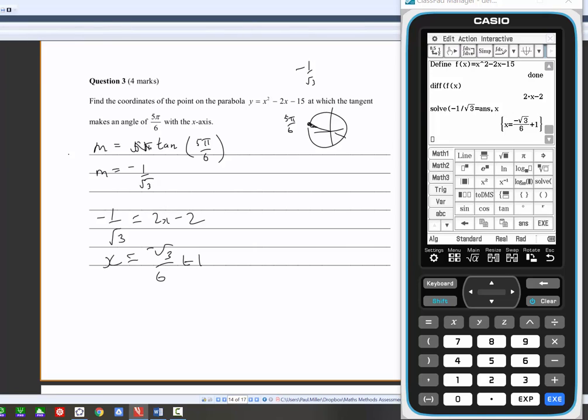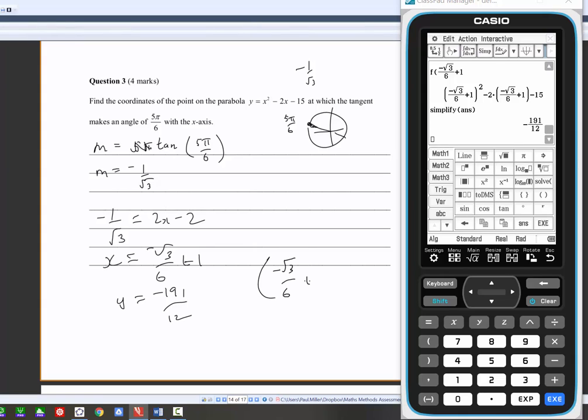And it wants the coordinates. So what we're going to do is get the y value. So to do that, I'm going to go f of this nasty looking thing here. Slam it in. Come on. In you go. That looks prettier. Anyway, y equals -191 over 12. So the coordinates are -√3 on 6 plus 1, comma, -191 on 12.